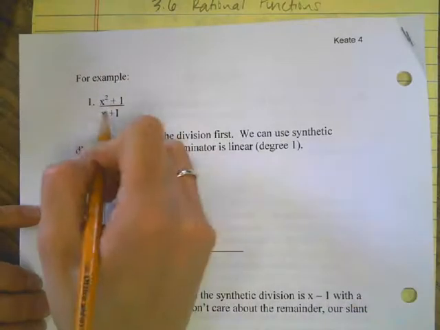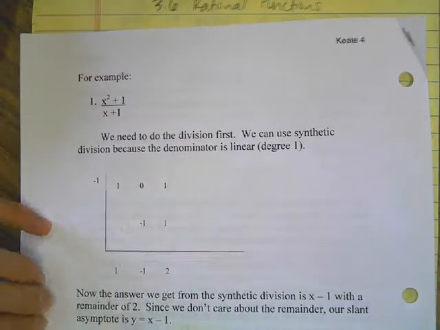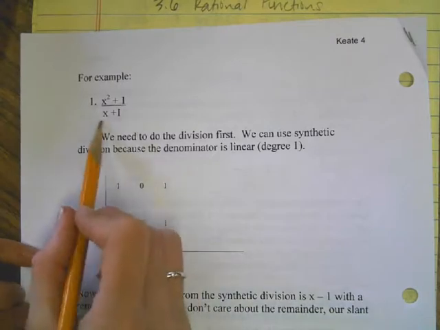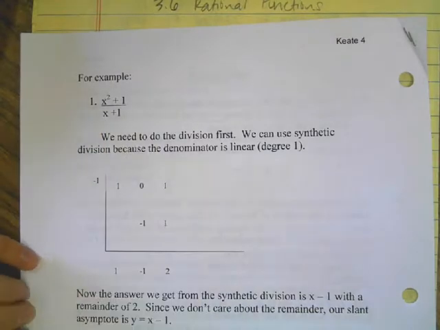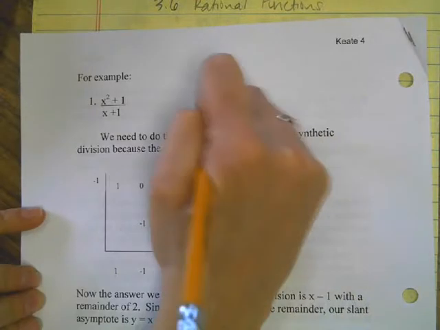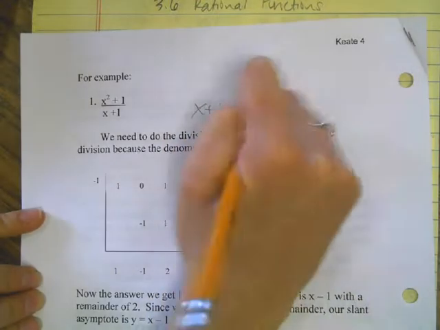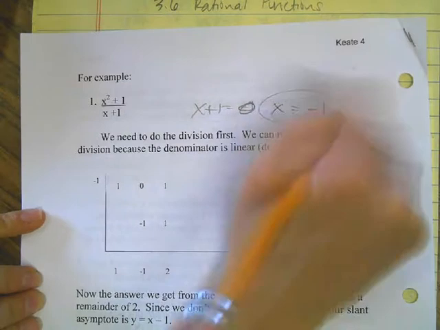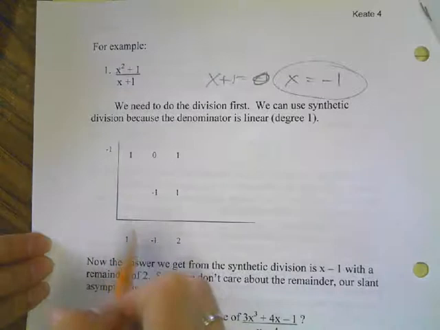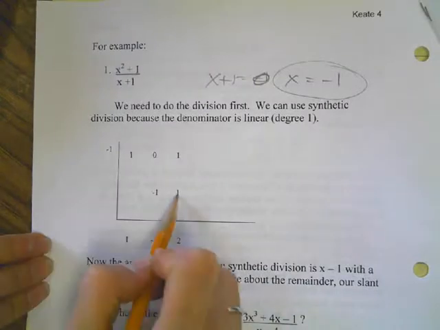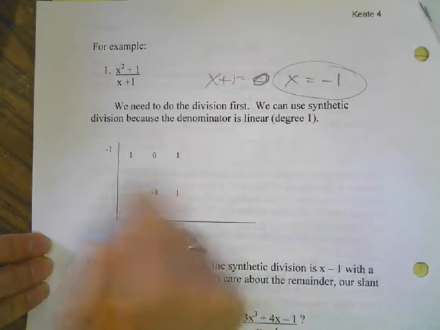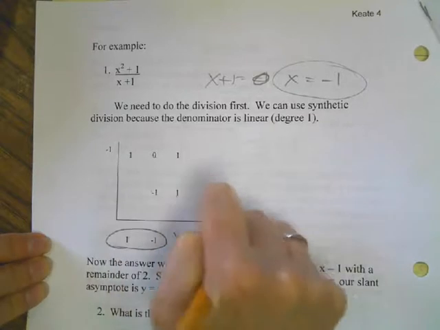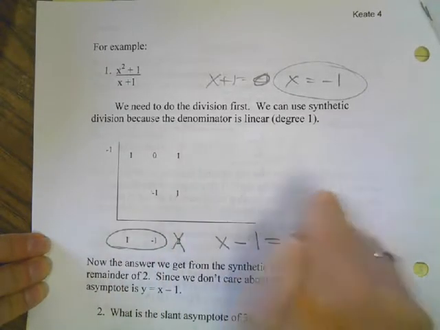So on the back, there's an example. The degree of the top is 2, the degree of the bottom is 1. You can use synthetic division because the denominator is just x plus something or x minus something. So it's x plus 1, so I solve x plus 1 equals 0. X equals negative 1, so I do synthetic division with this, which is done here. Bring down the 1, negative 1, negative 1. This is the remainder, so I don't care about the remainder. So that's x minus 1. This is my slant asymptote.